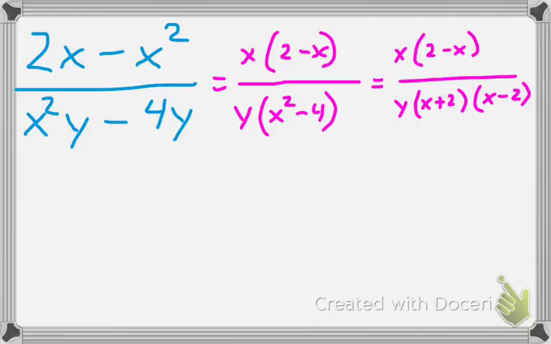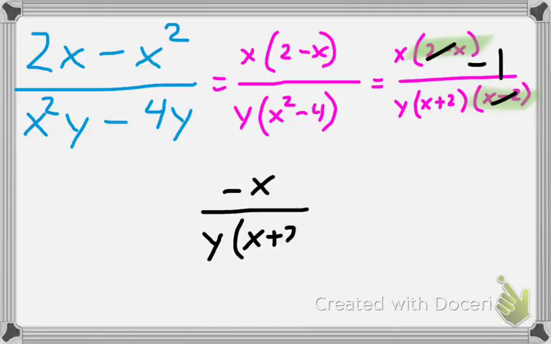I would then notice that the bottom can be factored using the difference of two squares, like so. And now what I see, basically, is that these two, in essence, make a -1. And so my answer would be -x over y times x plus 2.